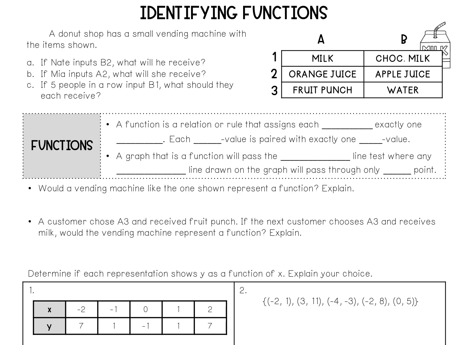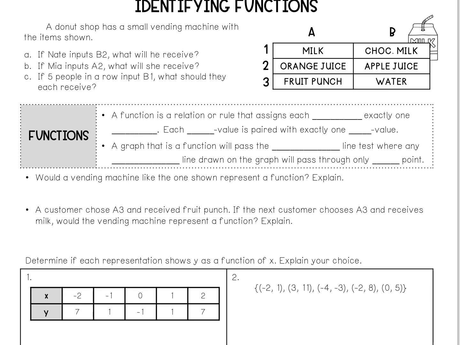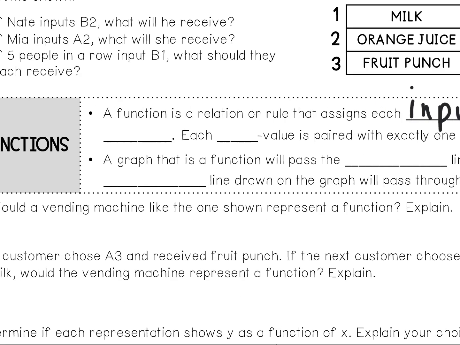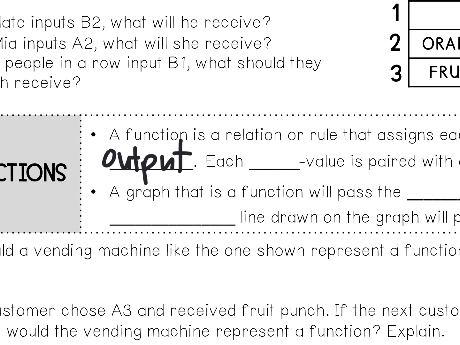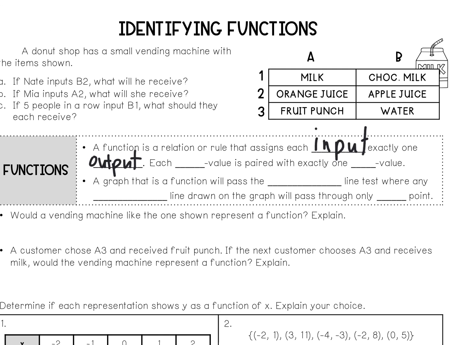Okay? So, a function is a relation or a rule that assigns each input, there's an N in input, to exactly one output. One input for one output. Each input has how many outputs? One. That is the most important part of what we're talking about.